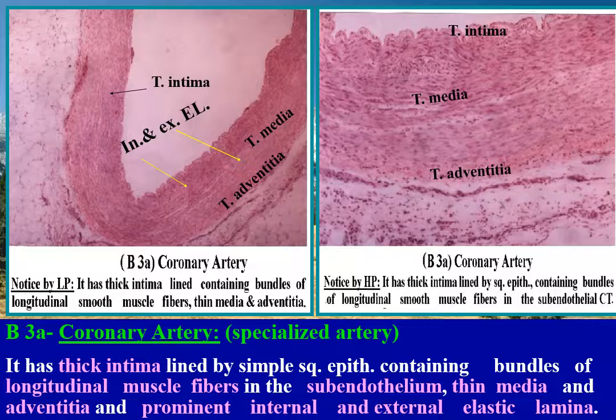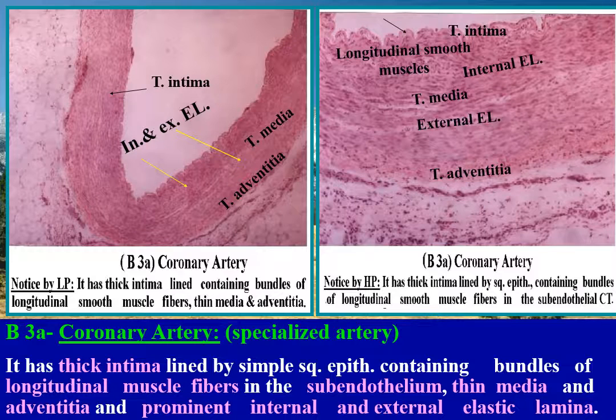Tunica intima is thick, lined by simple squamous epithelium, containing bundles of longitudinal smooth muscle fibers in the subendothelial layer. Tunica media and tunica adventitia are thin, with well-developed internal and external elastic lamina. These elastic lamina are important to prevent occlusion of the vessel during contraction of the heart, the systole.